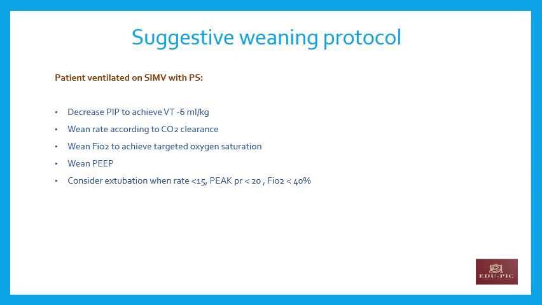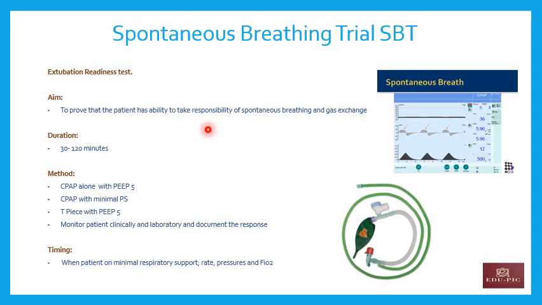Then we can consider extubation while the rate is around 15 or less, the peak pressure is less than 20, and FiO2 less than 40% to achieve good oxygen saturation for the patient. Now we have weaned the ventilatory support and the ventilation settings to the minimal. We need to assess the patient for the next step, which is extubation.